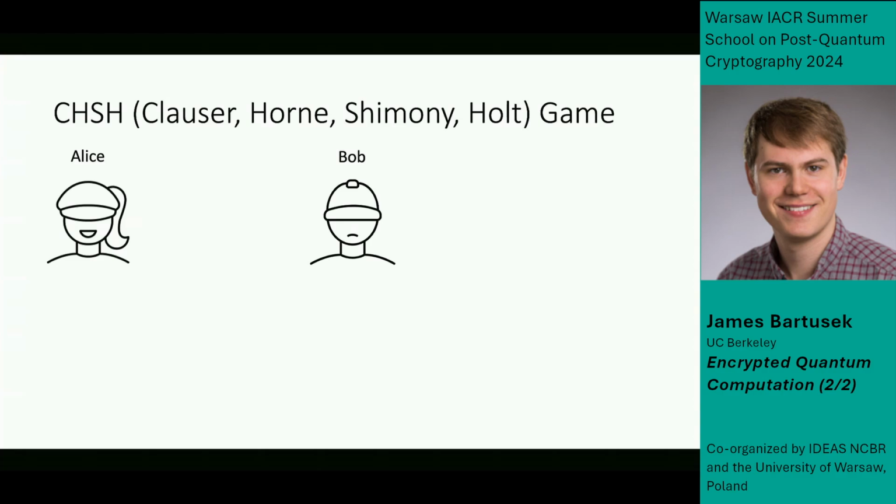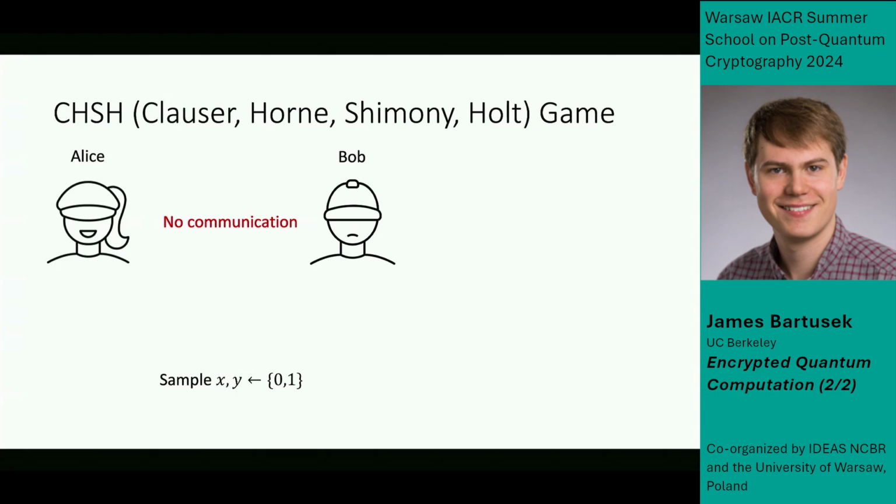Okay. So our discussion of verifiable schemes is going to start with the CHSH game, which is a fundamental protocol in quantum information, originally due to Clauser, Horne, Shimony, and Holt. Here's the idea. There are two parties, Alice and Bob, and we are under the assumption that they do not communicate with each other.